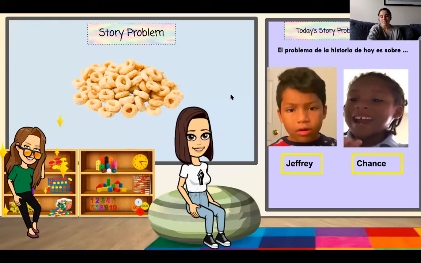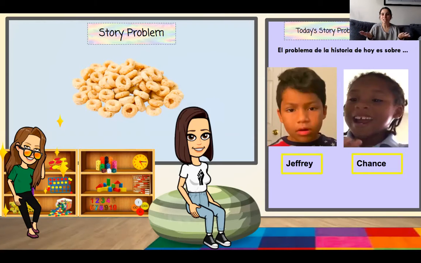So two of my friends love to eat Cheerios for breakfast. Jeffrey and Chance both had Cheerios this morning, and they were talking about how many Cheerios they both had in their bowls. Jeffrey said that he had 9 Cheerios in his bowl, and Chance said that he had 14 Cheerios in his bowl. But Jeffrey was a little bit upset because he noticed that Chance had more Cheerios than him. But he didn't know how many more Chance had.